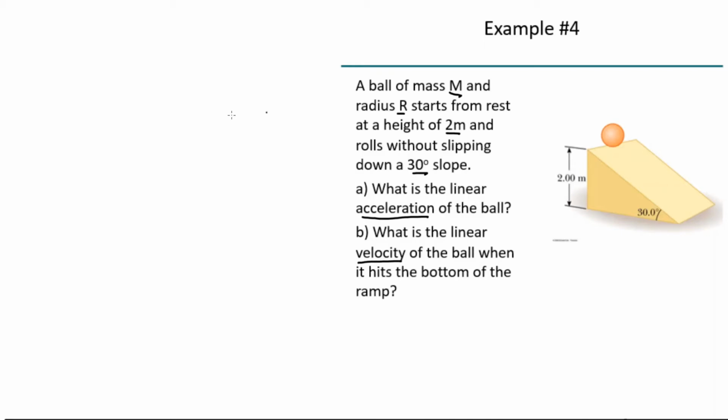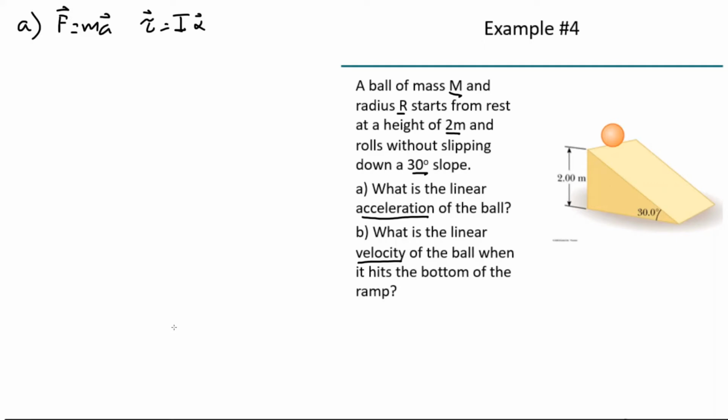So here's how we're going to approach this problem. For part A, we're going to use Newton's second law. That is, we're going to use a combination of F equals ma and torque equals I alpha. For part B, we're going to use conservation of energy. That is, we're going to say that delta K plus delta U equals 0 and use that to find the final velocity. So let's go ahead and start out with part A first.